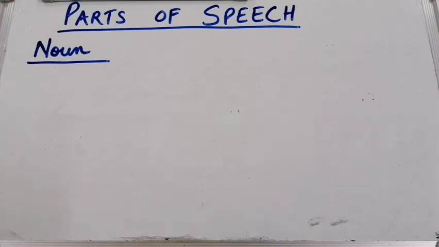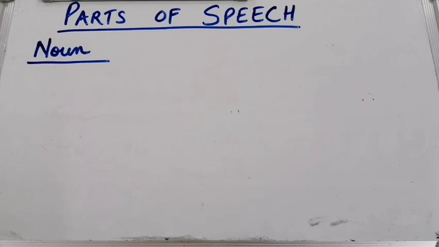Okay students, now we are going to study the parts of speech. There are 8 parts of speech: noun, verb, pronoun, adjective, adverb, preposition, conjunction, and interjection. So we are going to study parts of speech 2 or 3 at a time. So we are going to start with noun.